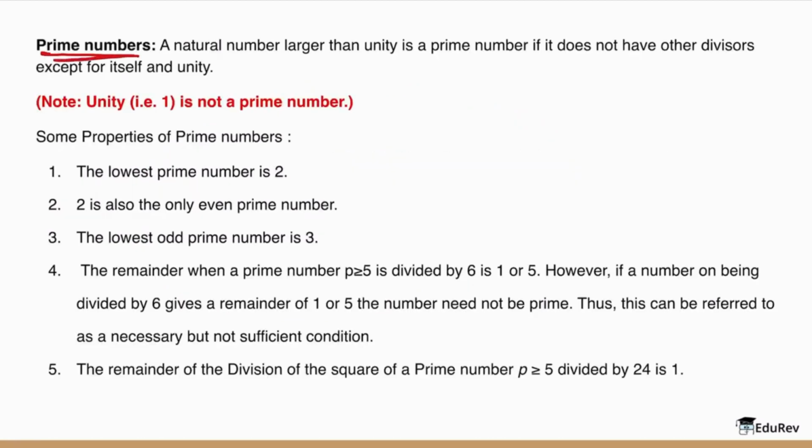So prime numbers. What are prime numbers? A natural number that is larger than unity is a prime number if it does not have any divisor except for itself and unity. Now you know what prime numbers are, right? But the one most important thing which you need to underline here is that unity is not a prime number.